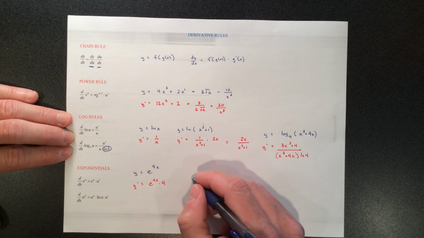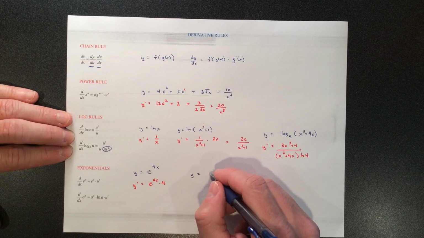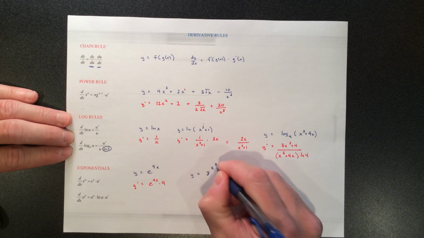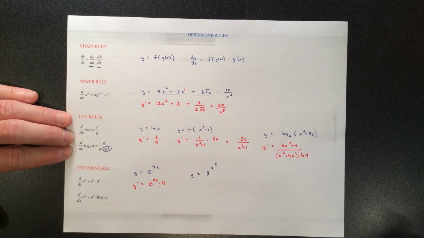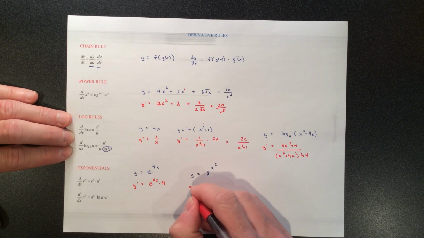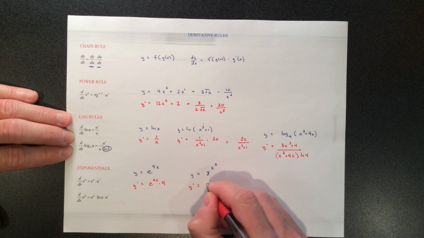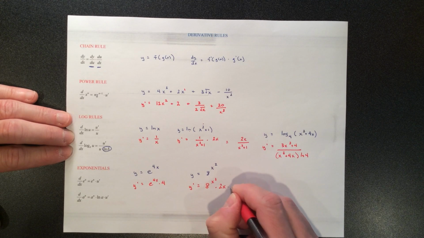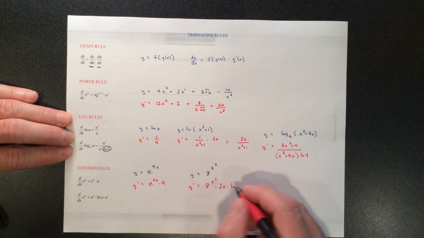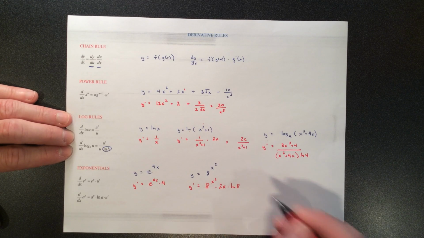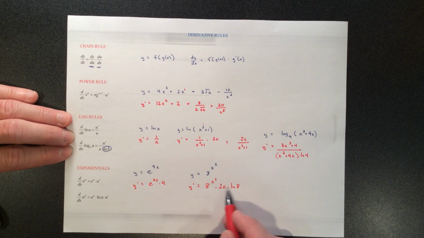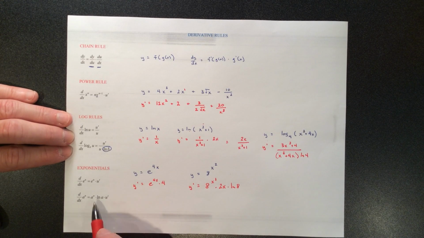Now if it's a to the u, it's still not too big an adjustment. What if this was 8 to the x squared? Something like that. Well, then the derivative, just follow the rule. The derivative of an exponential is a to the u times u prime times the natural log of the base. In this case, the base is 8. Okay? I guess they switched those, but hopefully we're okay that the order has changed. And that's how you take the derivative of exponentials.